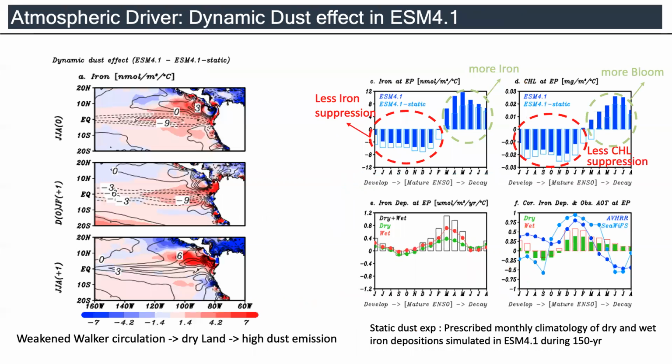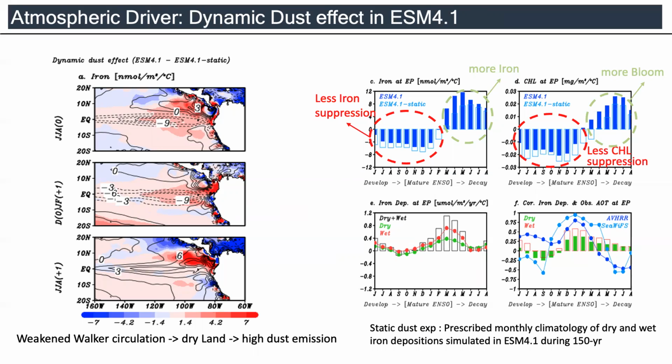Here are the results from the twin experiment difference between the ESM 4.1 and ESM 4.1 static simulation. As you can see, iron anomalies associated with ENSO are increased throughout the ENSO events. When El Niño happens, iron supply is increased by more dust emission from land due to the weakening of local circulation and less precipitation on land.